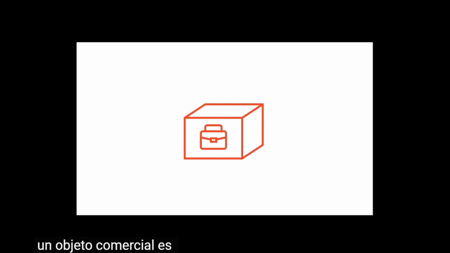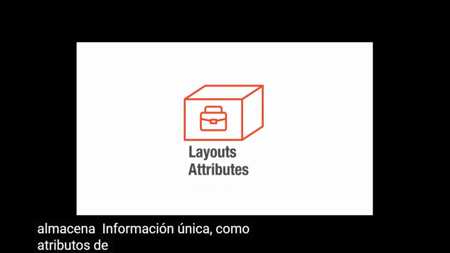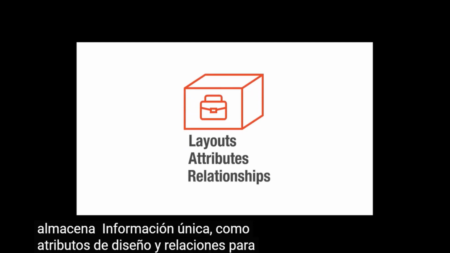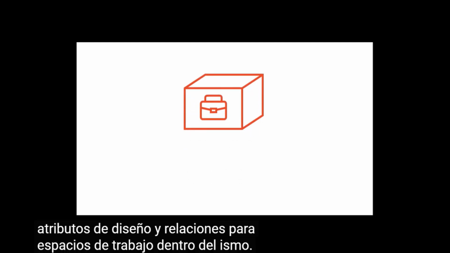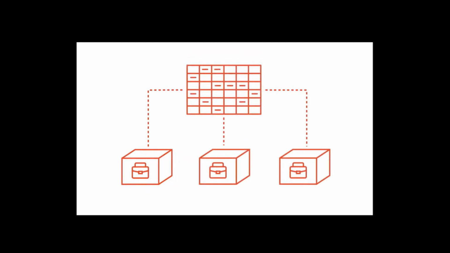A business object is a container that stores unique information such as layouts, attributes, and relationships for workspaces within ISM. Business objects store business data and represent a business process in your organization or some other collection of data. Any key business component that can be tracked and managed should be a business object.